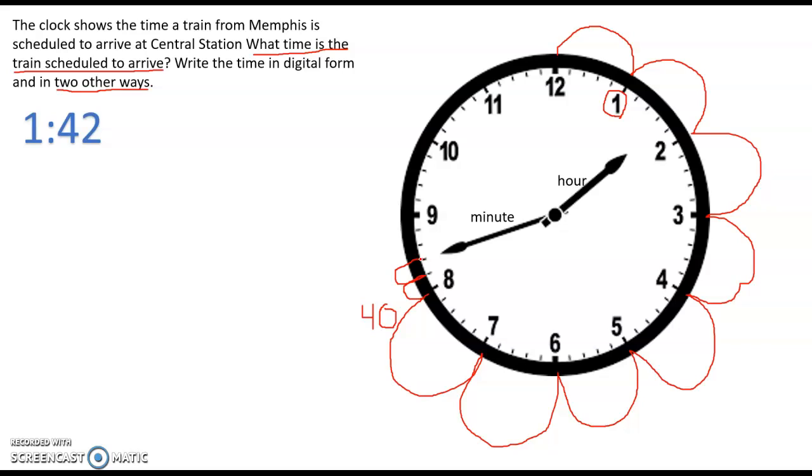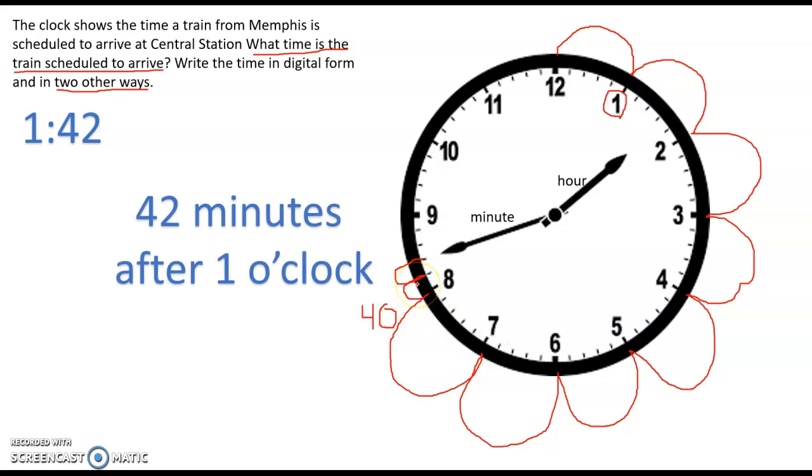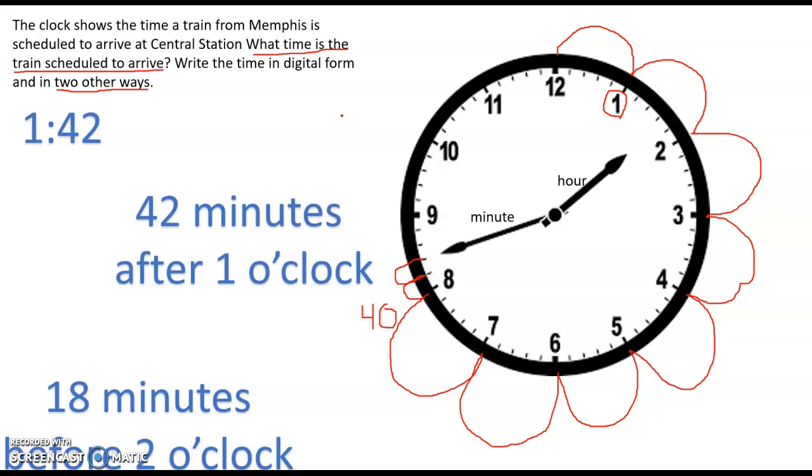1:42. Two other ways we could write that. Now, I see that it's 1:42. So 42 minutes have passed since it was 1 o'clock. So we could say the time is 42 minutes after 1 o'clock. I also see that I have 18 minutes until it becomes 2 o'clock. So I could also say 18 minutes before 2 o'clock. So those are the three ways that I could write this time.